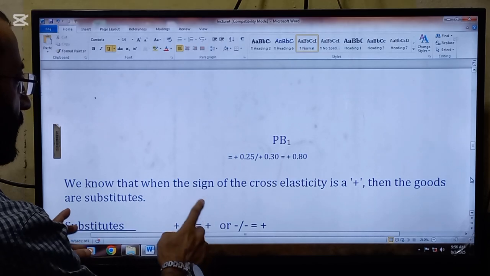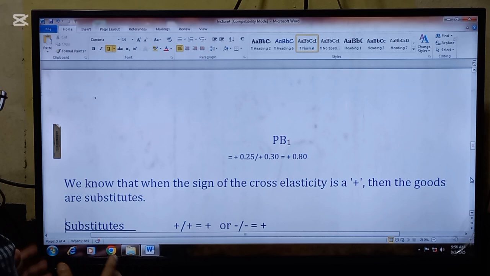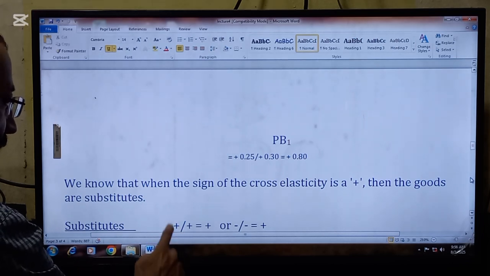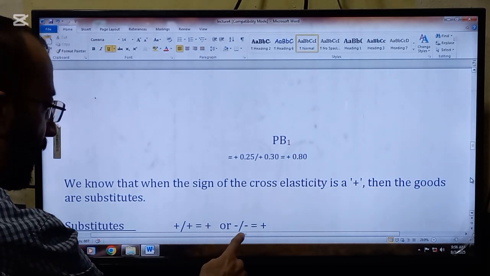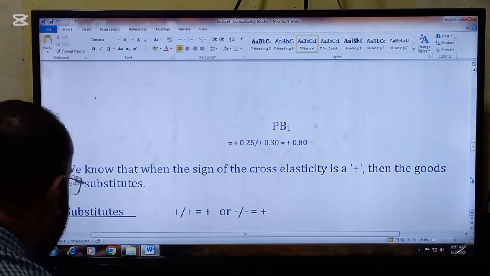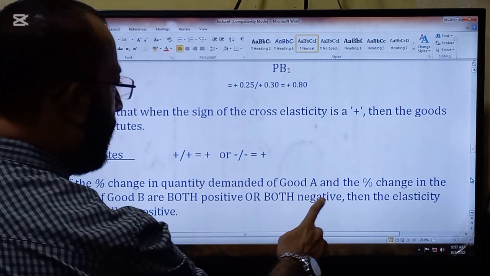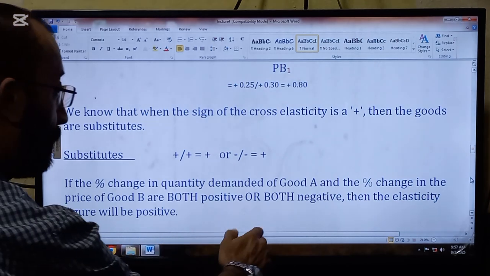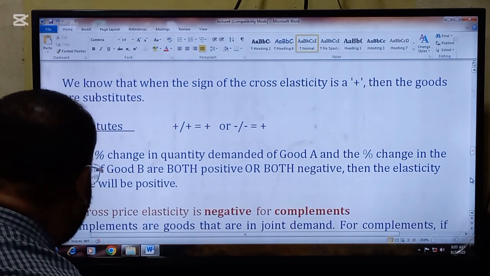This is a very important point. When the sign of the cross elasticity is positive, the goods are substitutes of each other, and mathematically we know that when plus plus are multiplied or divided, the final answer will be positive. And when minus minus are multiplied or divided with each other, the sign will also be positive. So if the percentage change in the quantity demanded of good A and the percentage change in the price of good B are both positive or both negative, then the elasticity figure will be positive.